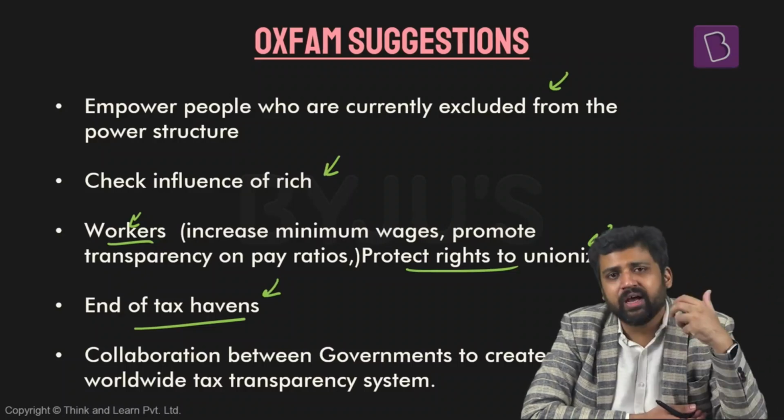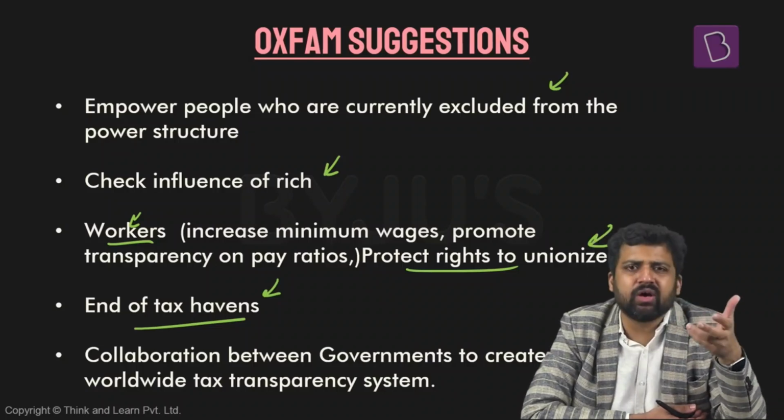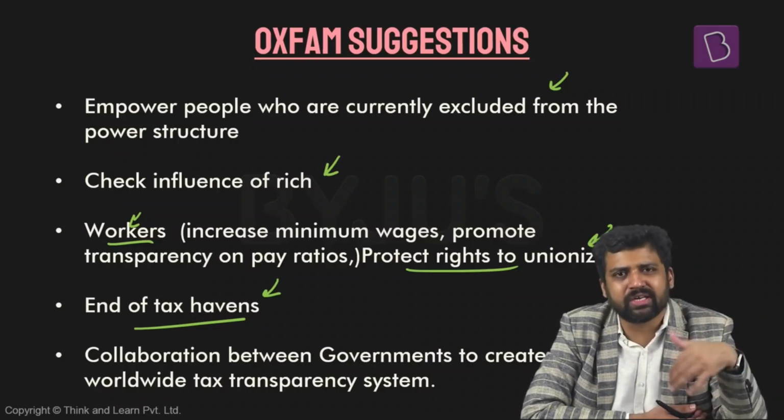Right? So if you end these tax havens, then people would not be able to park their ill-gotten resources. Compliance to different kinds of tax measures will be higher, and the government will have more revenues which they can spend on different social sectors, which can lead to better health outcomes, education outcomes, etc.